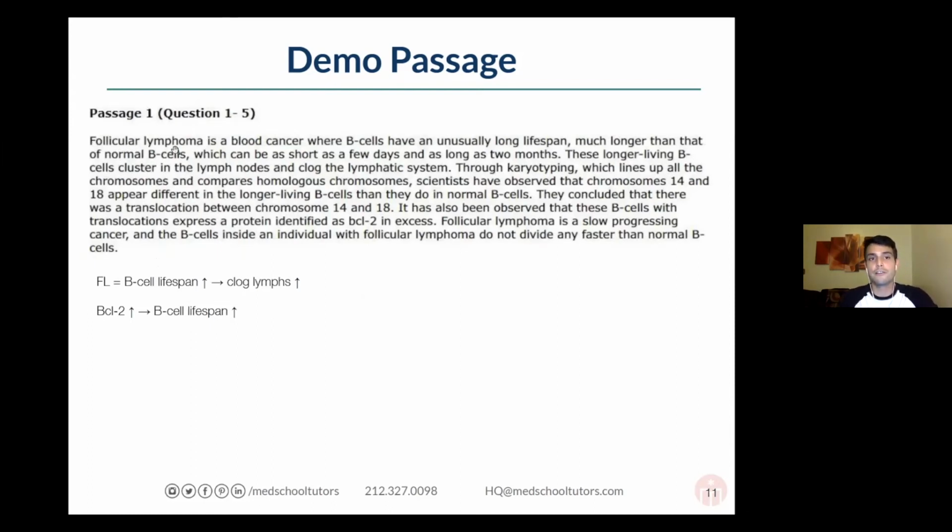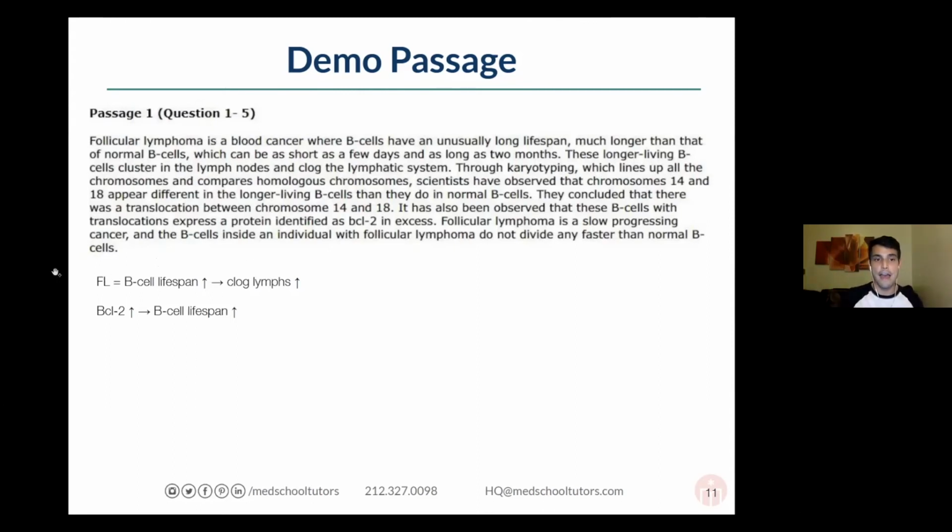So follicular lymphoma is a blood cancer where B cells have an unusually long lifespan, much longer than that of normal B cells, which can be as short as whatever, blah, blah, blah. These longer living B cells cluster in the lymph nodes and clog the lymphatic system. Okay, so I'm going to stop there. So we learned a lot there, right?